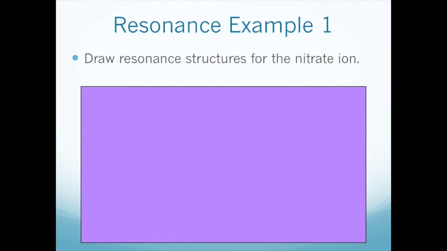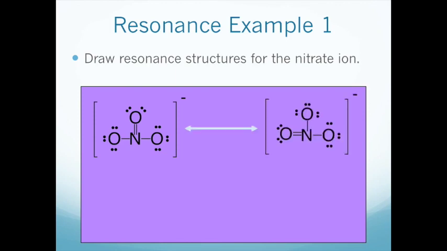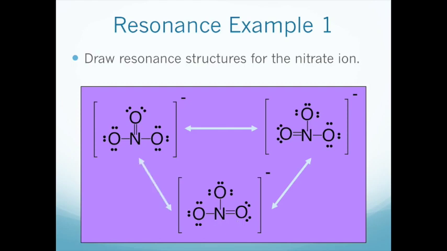So, example 1, nitrate. So, first of all, you can draw nitrate like this. You have nitrogen in the center, 3 surrounding oxygen atoms, and you account for the disparity in the number of valence electrons by adding a double bond to one of the oxygens. However, there are 3 oxygens that are identical, and so you can also draw it this way, and you can also draw it this way, with the double bond going to each of the individual oxygen atoms. And these structures are all identical.